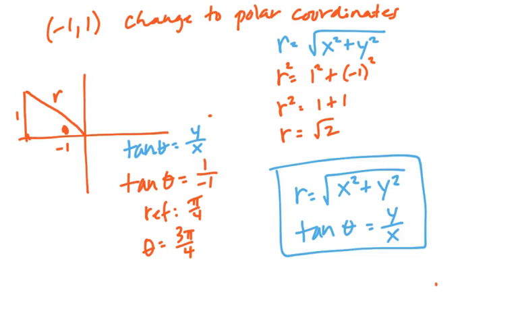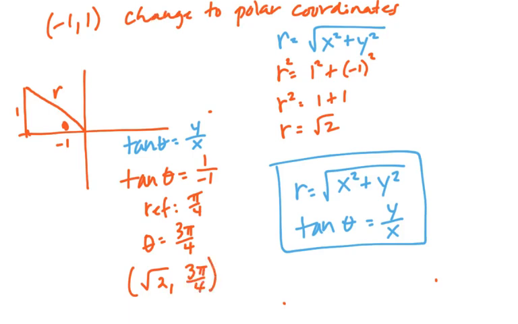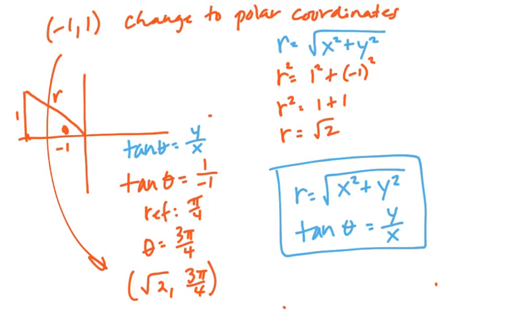Now this specific answer would be r, which is the square root of 2, and then theta, 3 pi over 4. So that's what we get when we change this given Cartesian coordinate system ordered pair into polar coordinates. This is our answer if we're within 0 and 2 pi.